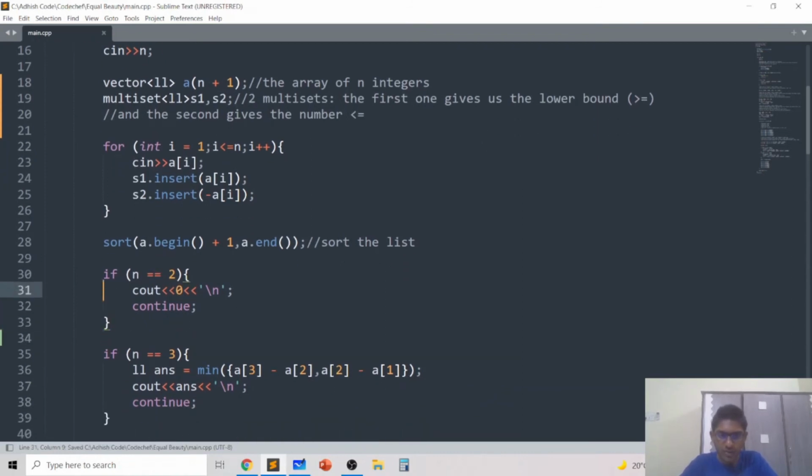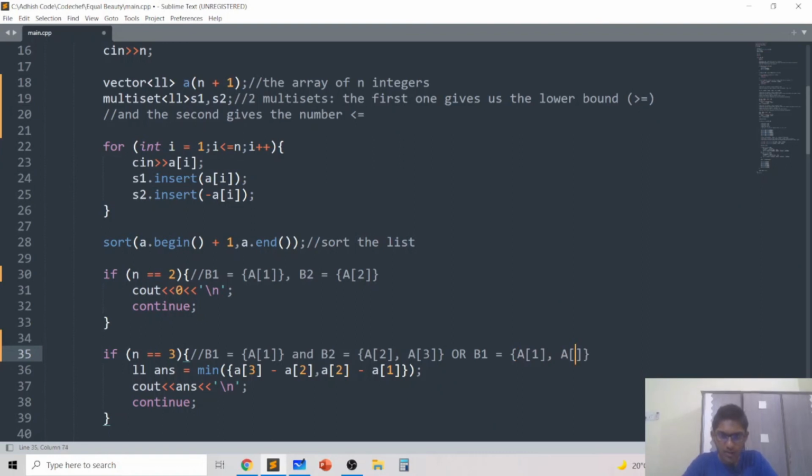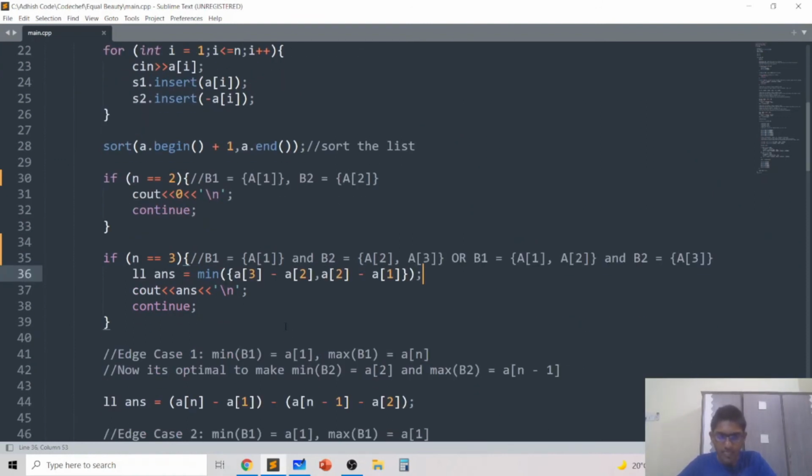If n is 2, we print 0, because the partition will just be b1 is a of 1 and b2 is a of 2. In the second case, when n is 3, the partition can either be b1 is a of 1 and b2 is a of 2, a of 3, or b1 is just a of 1, a of 2 and b2 is equal to a of 3. So these are the two possibilities, and in both cases we compute the minimum number of operations, which I explained. Then we have three edge cases.